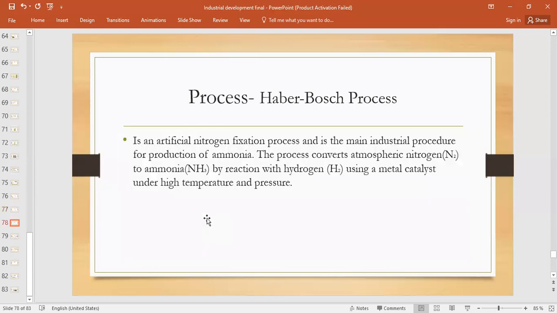The Haber-Bosch process is an artificial nitrogen fixation process and is the main industrial procedure for the production of ammonia. In this process, basically, the conversion of atmospheric nitrogen to ammonia is done by reaction with hydrogen using a metal catalyst under high temperature and pressure, right? So it means atmospheric nitrogen is being converted into ammonia, and a catalyst is used under high temperature and pressure, right? So this entire process is called the Haber-Bosch process, right?